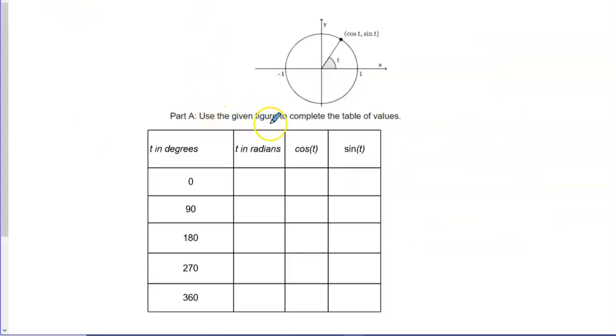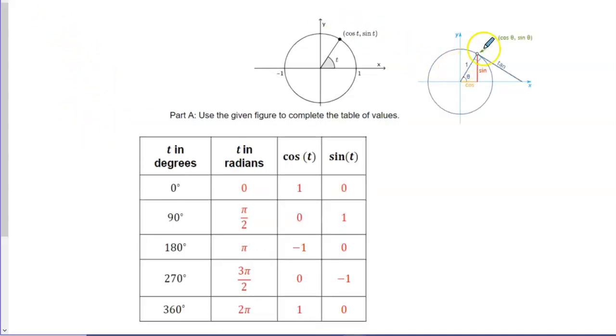Part A, use the given figure to complete the table of values. I want you to pause this video and complete this assignment, and then we will look at it together.